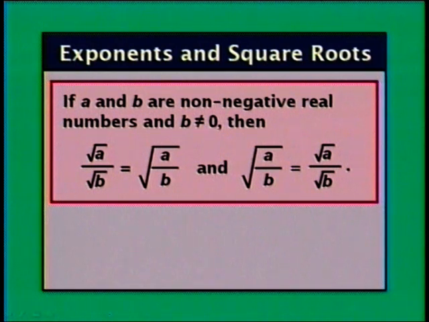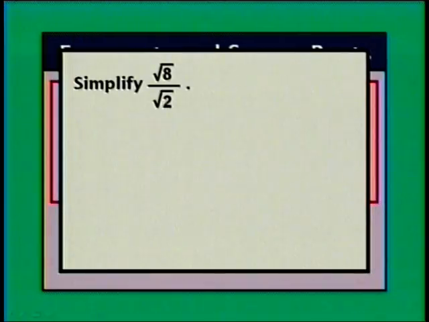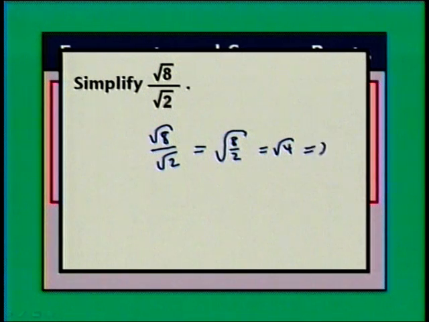Here's another square root property. If a and b are non-negative real numbers and b doesn't equal 0, then the square root of a over the square root of b equals the square root of a over b, and the square root of a over b equals the square root of a over the square root of b. So here again, we get something very similar to what we had when we multiplied the square root of 8 and the square root of 2. When we divide the square root of 8 by the square root of 2, the result of dividing these two irrational numbers is equivalent to the square root of 8 over 2. That's the square root of 4, which is 2.